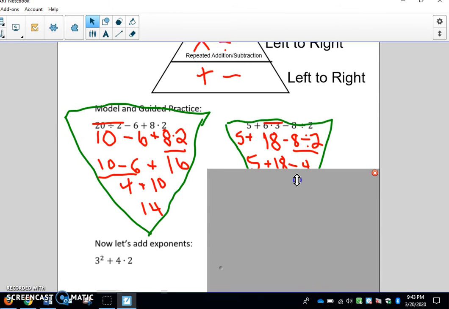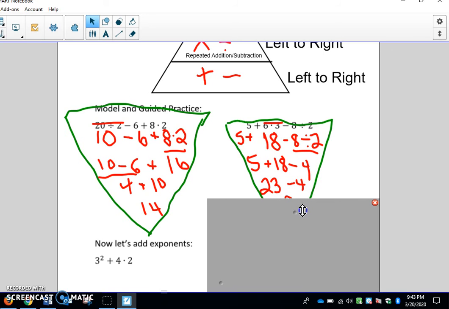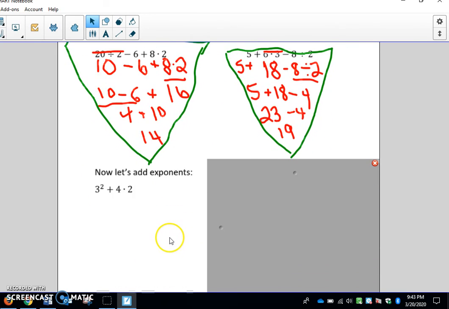So if I look at the next step here, I've got 5 plus 18 minus 4. So now I'm going to do the addition, 5 plus 18, which is 23. And then when I take away 4, I'm left with 19. So if you got that, really good job. If you didn't, we're going to add the next layer here, and I want you to keep moving with us. So when we look at the next example here, I've got a little bit of one with exponents.